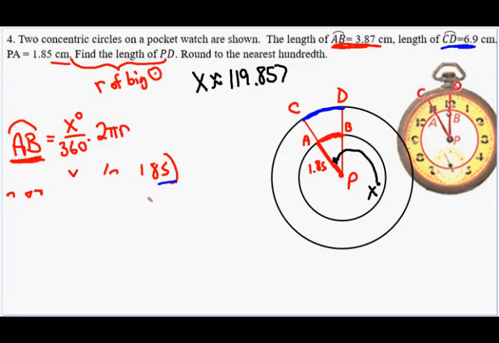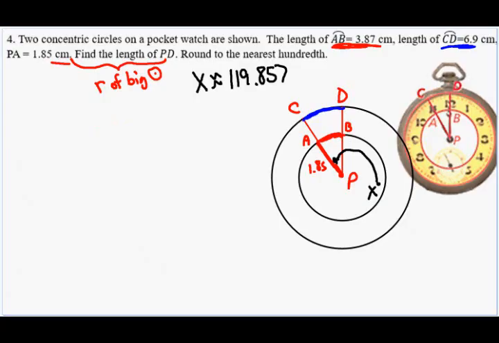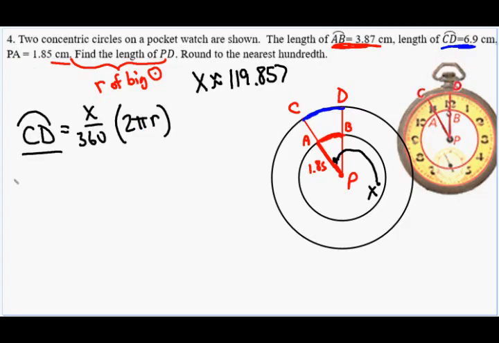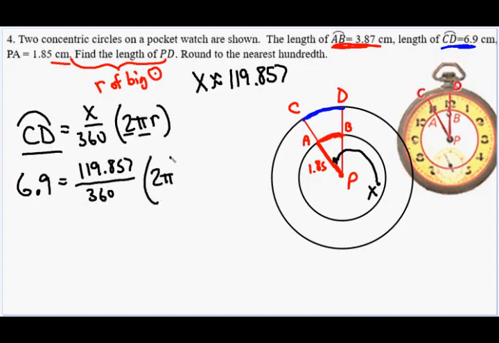Now, I'm going to do sort of the same setup as I did there, but now we're going to do arc CD is equal to some fraction x over 360 times 2 times pi times a radius. Now CD is given. It's right here at 6.9. X, we found x. That's our 119.857 over 360 times 2 times pi times r. Now r is our last unknown. The r of the bigger circle, I'm going to hit it here in black ink, that is PD, and that's what we're trying to find.